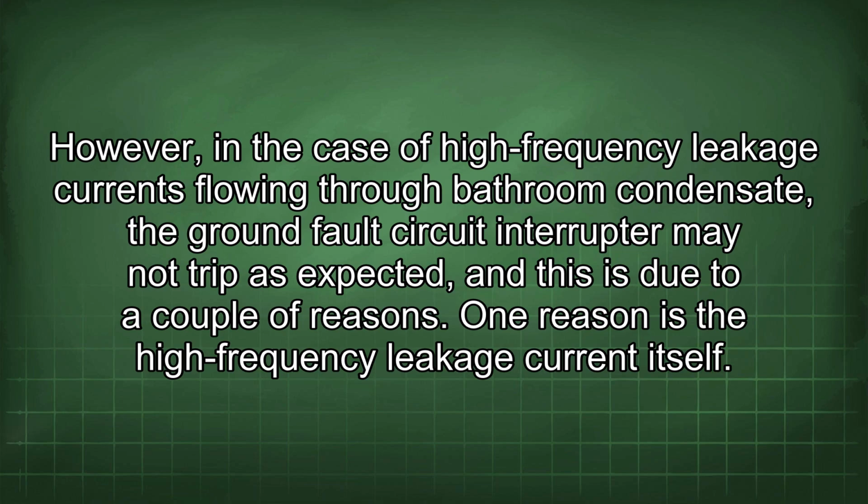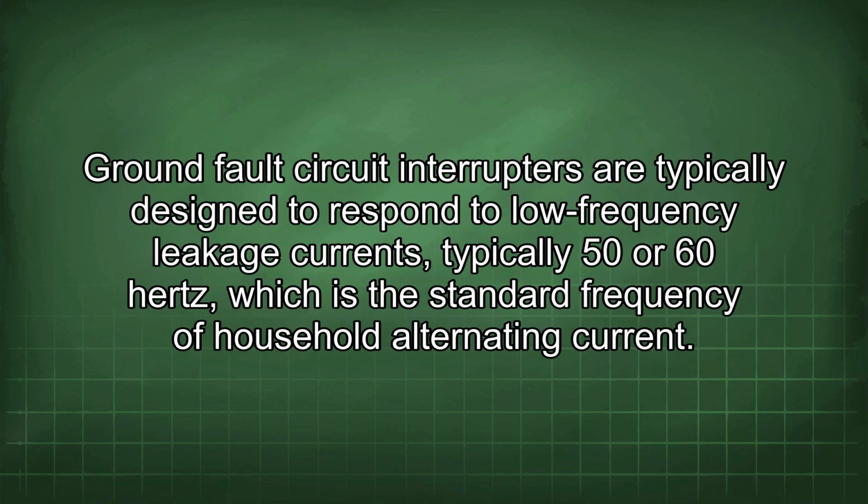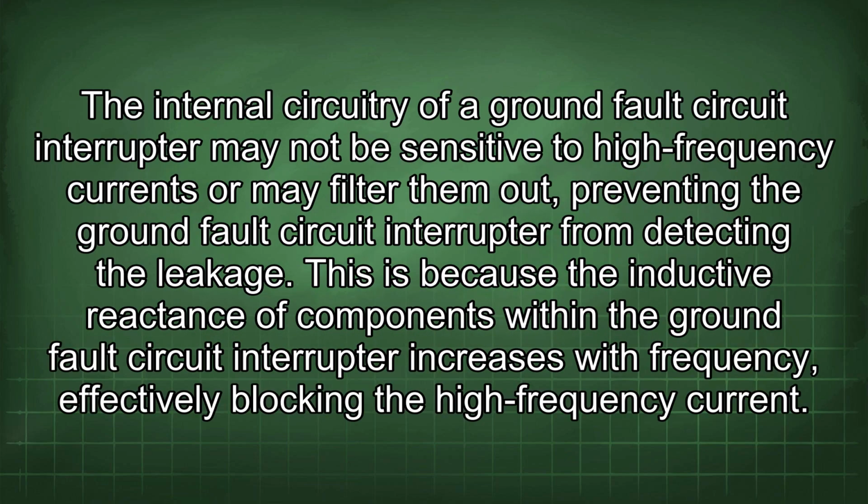However, in the case of high-frequency leakage currents flowing through bathroom condensate, the ground fault circuit interrupter may not trip as expected, and this is due to a couple of reasons. One reason is the high-frequency leakage current itself. Ground fault circuit interrupters are typically designed to respond to low-frequency leakage currents, typically 50 or 60 Hz, which is the standard frequency of household alternating current. The internal circuitry of a ground fault circuit interrupter may not be sensitive to high-frequency currents or may filter them out, preventing the ground fault circuit interrupter from detecting the leakage.